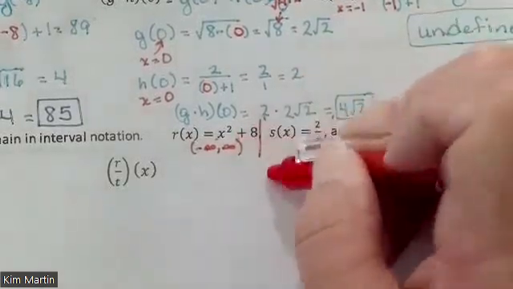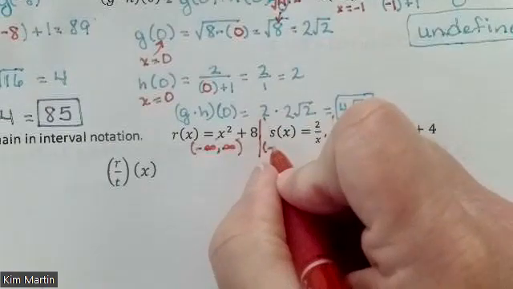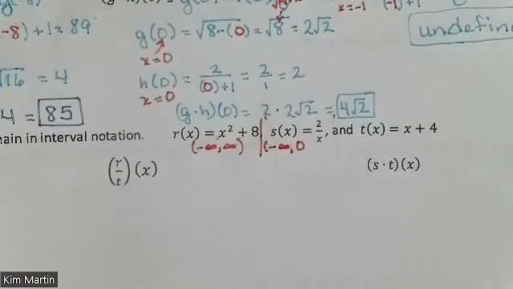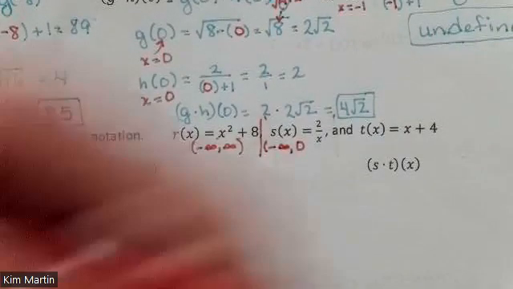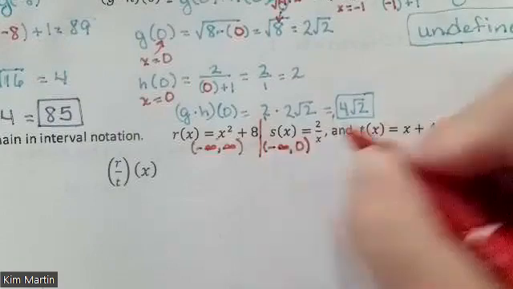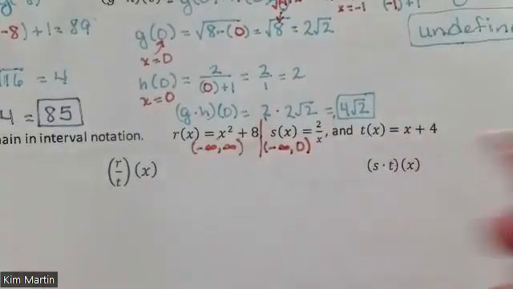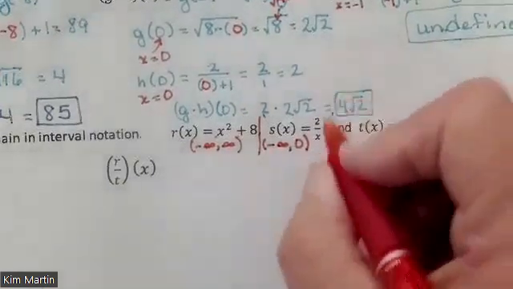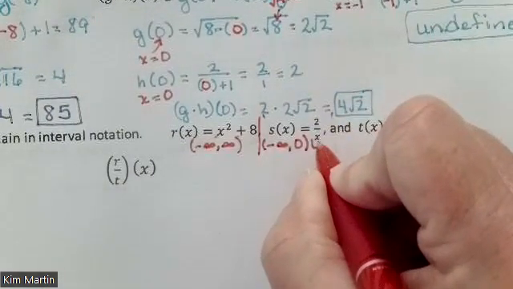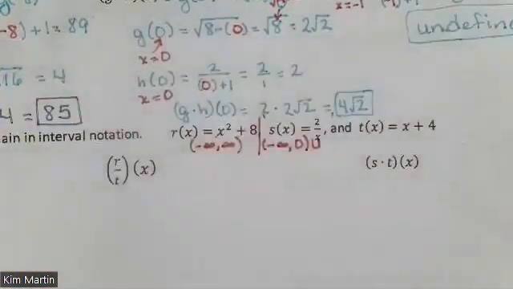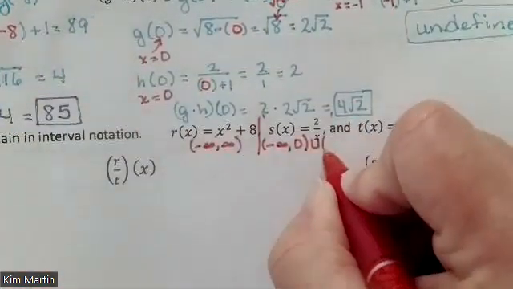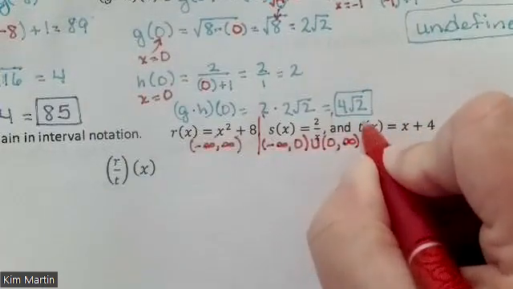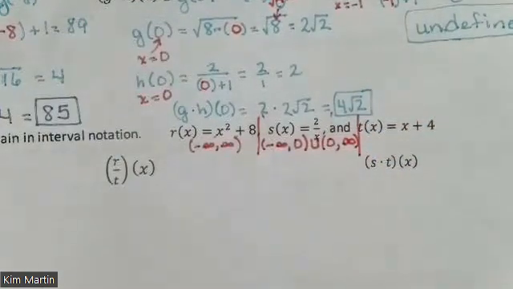And here's how you write that. It can be anywhere from negative infinity up to 0. How do I take 0 out of it? Parentheses or bracket? Parentheses. That takes you to the left-hand side of 0. Well, you also have the right-hand side of 0. Starting at 0, I use parentheses, and I go to infinity. That is the domain for that second one.